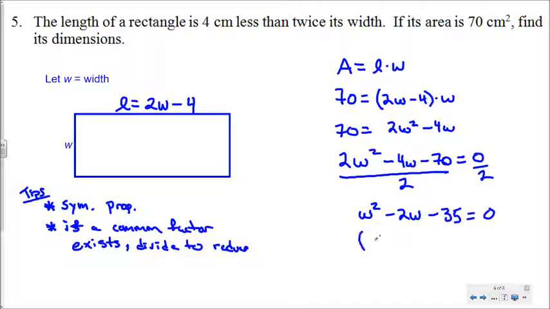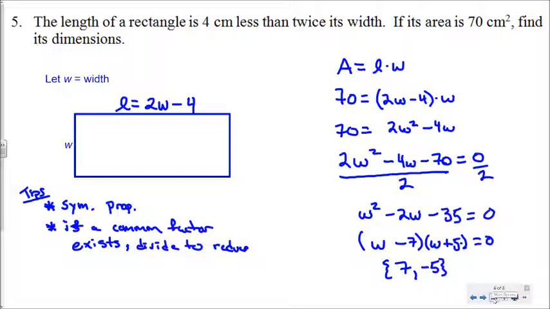So now I'll factor, and I get w minus 7 times w plus 5 equals 0, which is exactly the same as the quadratic equation we ended up with in number 3. So I'll skip right to the solution set, which is it could either be 7 or negative 5.